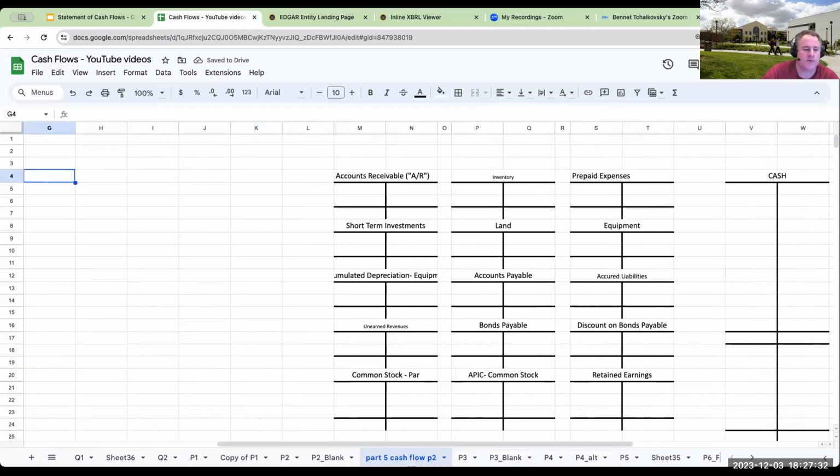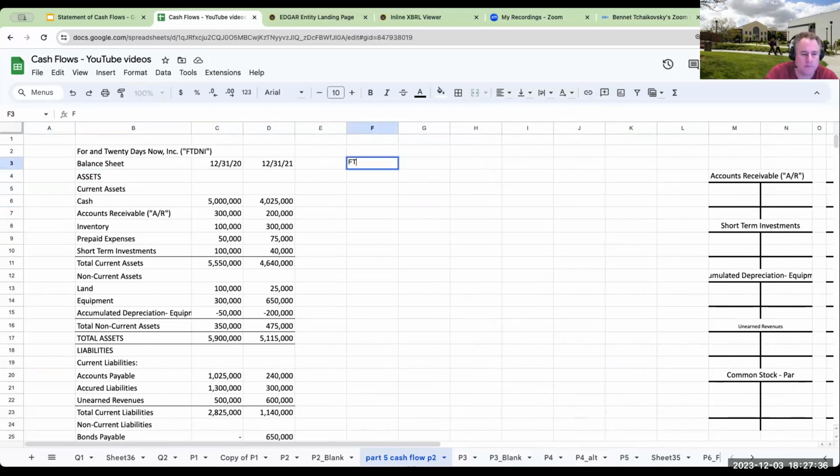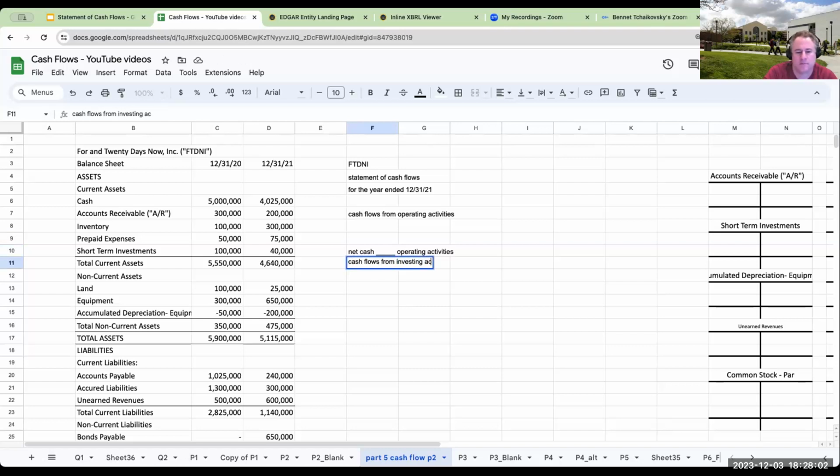Okay. So for our skeleton, we've got the statement of cash flows for the year ended 12/31/21. We're going to have cash flows from operating activities, net cash from operating activities, cash flows from investing activities, net cash from investing activities, cash flows from financing activities, net cash from financing activities, and total decrease in cash.